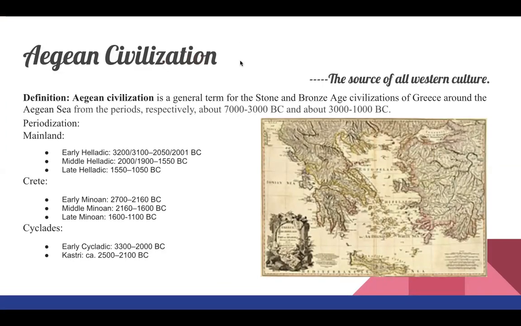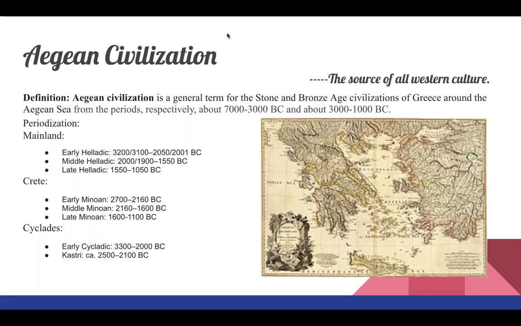Aegean civilization is a general term for the Stone and Bronze Age civilizations of Greece around the Aegean Sea, from about 7000 to 3000 BC for the Stone Age and about 3000 to 1100 BC for the Bronze Age.